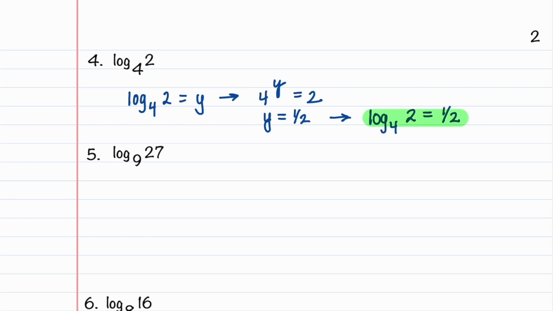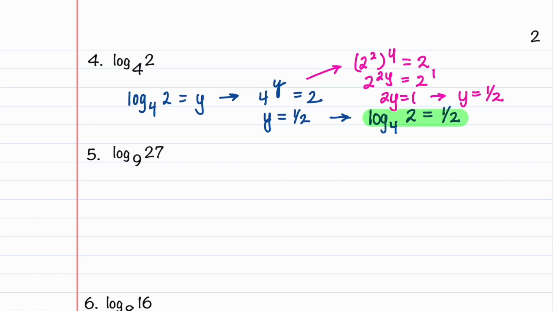Before we go on, let me show you another way to think about this. Instead of just writing down y is equal to 1/2, we could have changed 4 to be a power of 2. So we could have written 4 as 2 squared, to the y is equal to 2. And then this would have given us 2 to the 2y is 2 to the first power. And then 2y is equal to 1, which gives us y is 1/2. I think it's harder that way, but I think it's good to see that because in our next example, we're going to have to use a strategy similar to that.